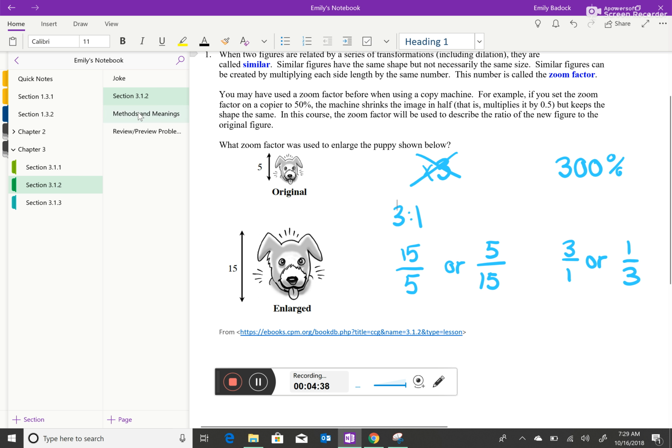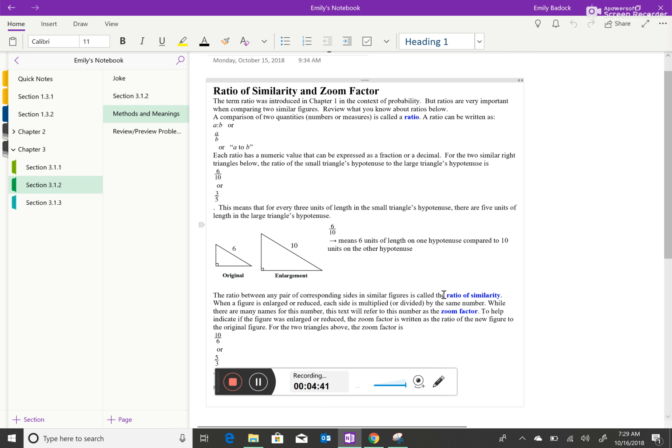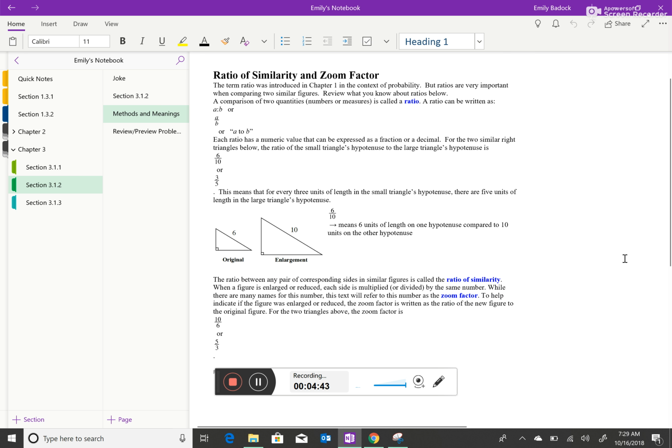Alrighty. Then moving on to our methods of meaning box. So this just talks more about ratio of similarity and the zoom factor again. So you can sit here and I would definitely write down the idea of ratio of similarity. So if you have a ratio of similarity here, that means you have to correspond the sides together. If you look at this right triangle, you guys should know that 6 and 10 are the hypotenuse of that triangle. So it's the hypotenuse.